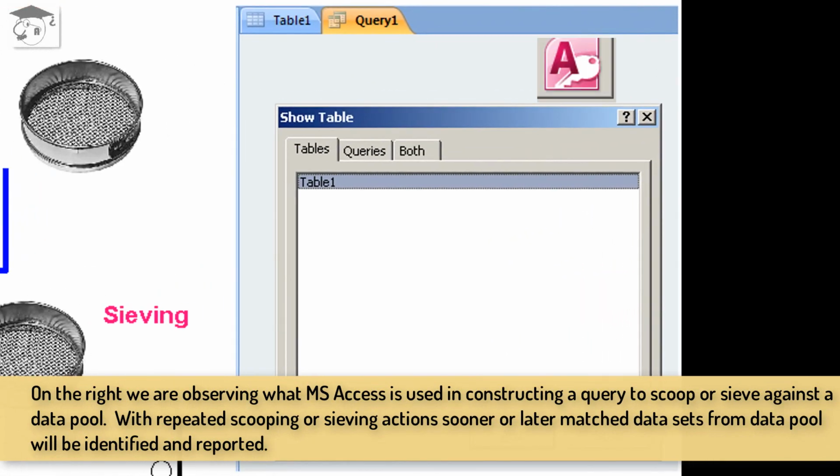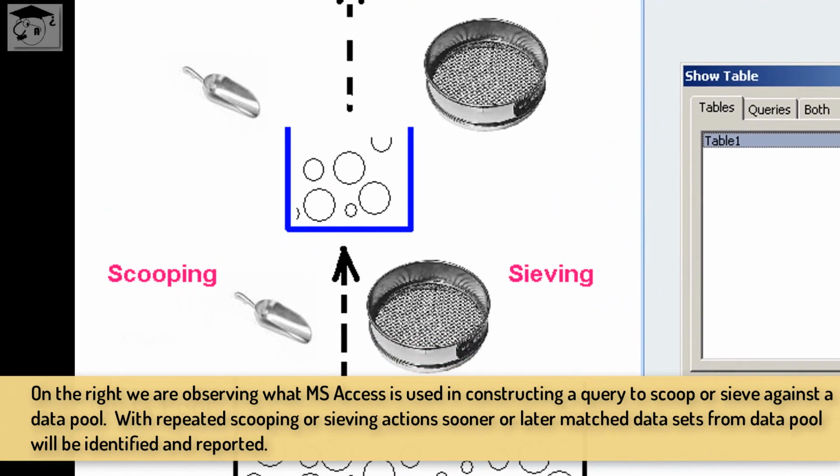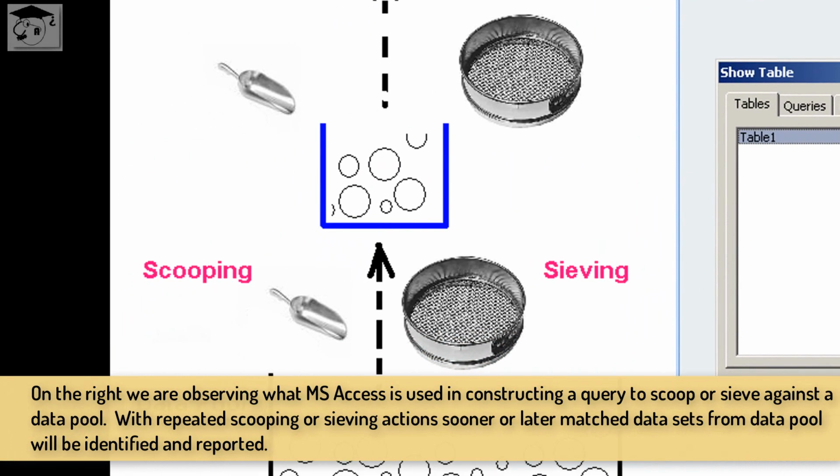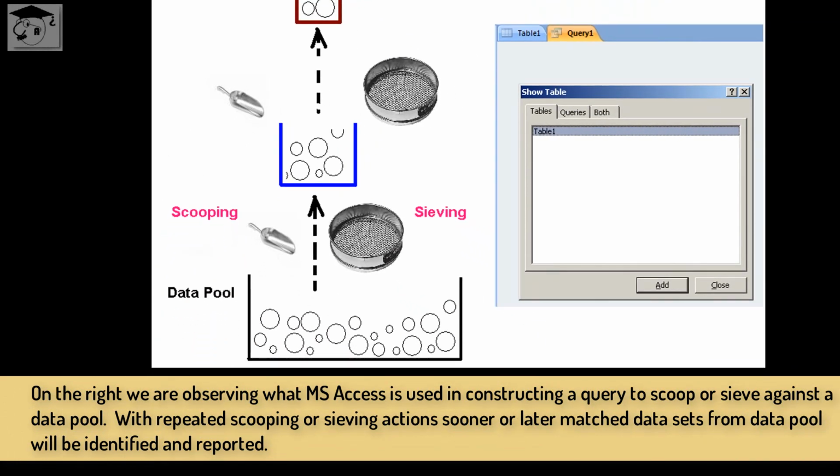On the right we are observing what MIS access is used in constructing a query to scoop or sieve against a data pool. With repeated scooping or sieving actions, sooner or later matched data sets from data pool will be identified and reported.